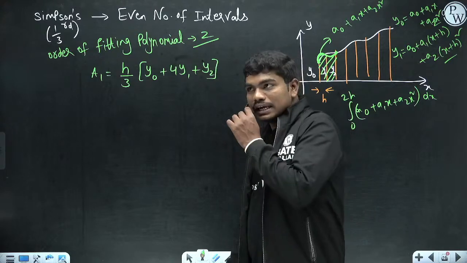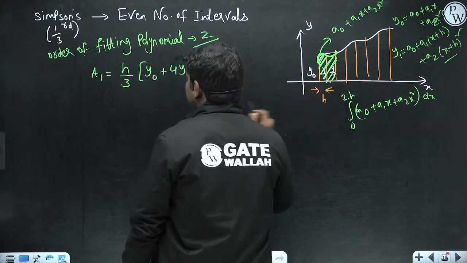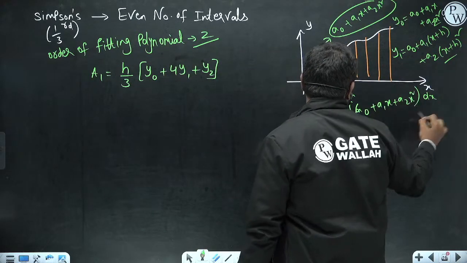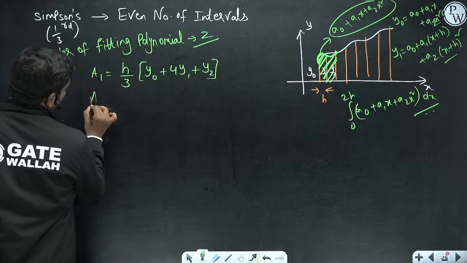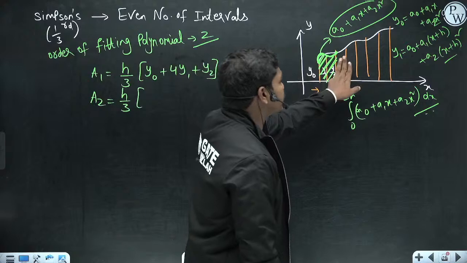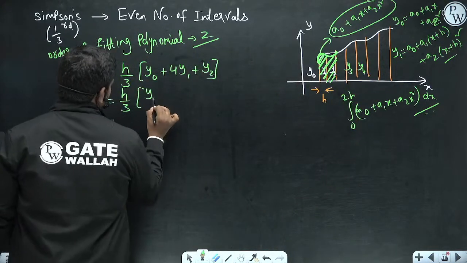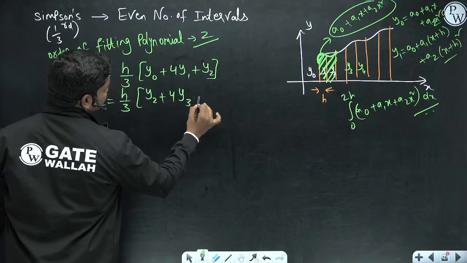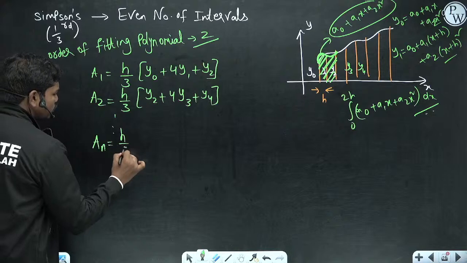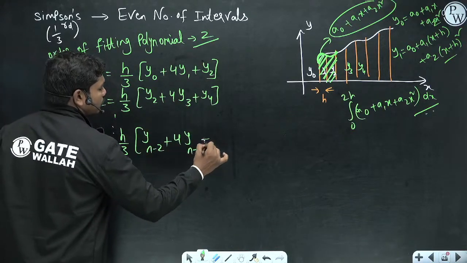Okay, got it. Okay, so now the area will be equal to this term. Actually, we assume this as a quadratic equation and integrate it. Okay, so similarly for these 2, h by 3 times of y0 plus 4y1 plus y2. Now after this, again if you take another 2, y2, y3, y4, you will get y2 plus 4 times of y3 plus y4. So this sequence will go on till the last step, h by 3 into yn minus 2 plus 4 times of yn minus 1 plus yn is what you will get.